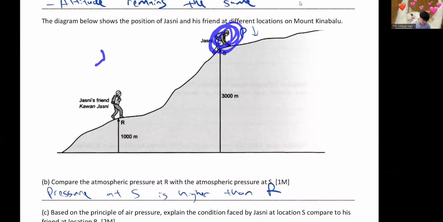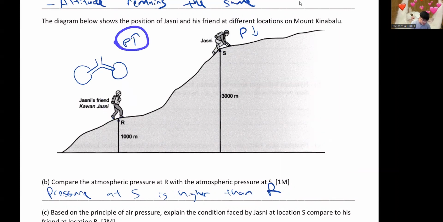Because you see, if let's say this is your lungs, I think I explained this last year. If outside pressure is very high, like in R here, the pressure will push air inside your lungs easily. But if outside pressure is low, like in S here, less air is pushed into your lungs. So it's very hard to draw air into your lungs. So this is why at a high place you feel like you're running out of breath. This is what we call altitude sickness.